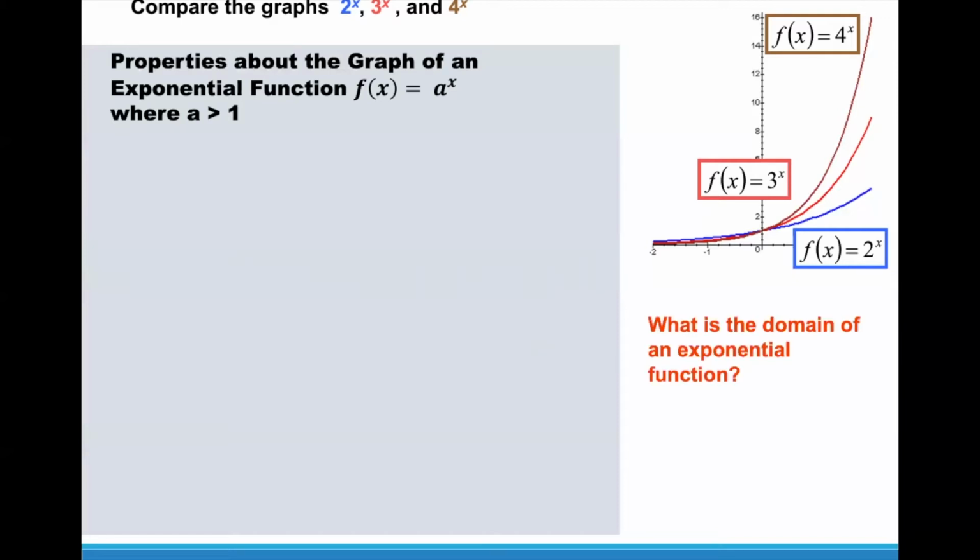So let's start with the domain. What is the domain of an exponential function? So domain is the possible values of x. As you can see in our graph, we have here the values of x. So that means the domain is the set of all real numbers.